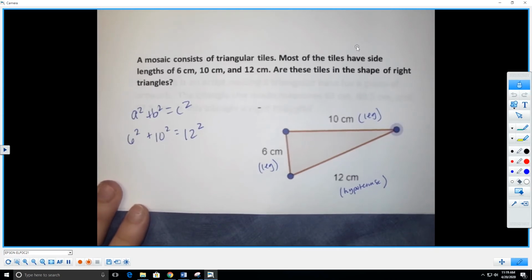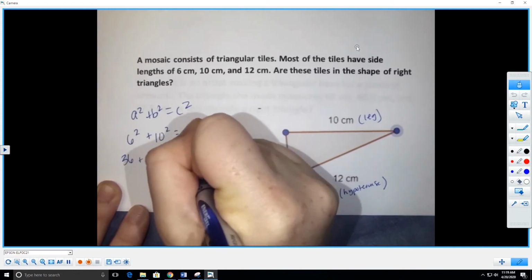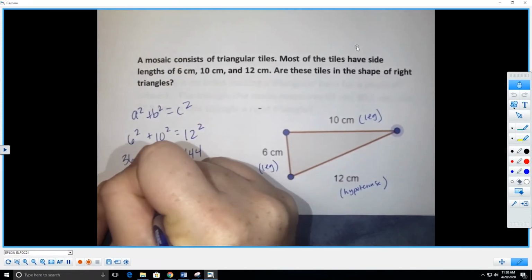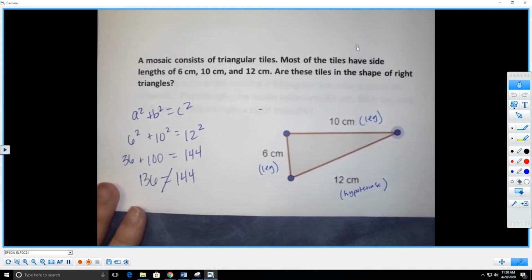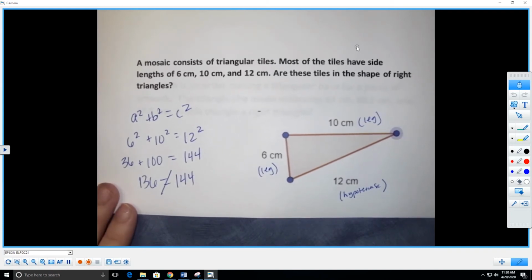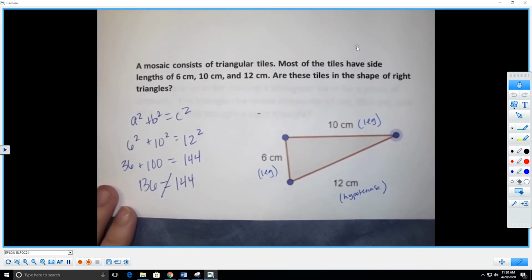Do your final statements look like this? 36 plus 100 equals 144. So I have 136 equals 144, which is not a true statement. So what is the final answer to the question? Exactly. The measures 6, 10, and 12 do not form a right triangle.